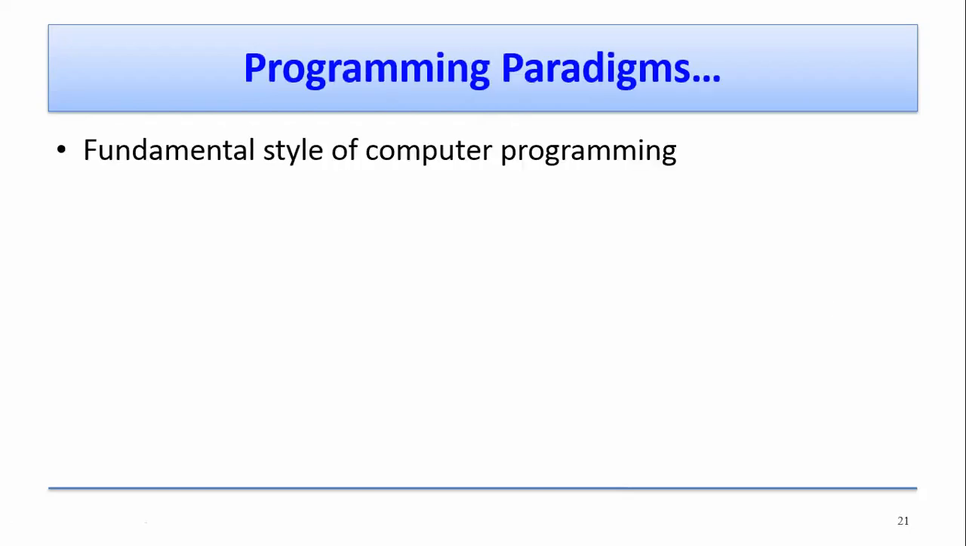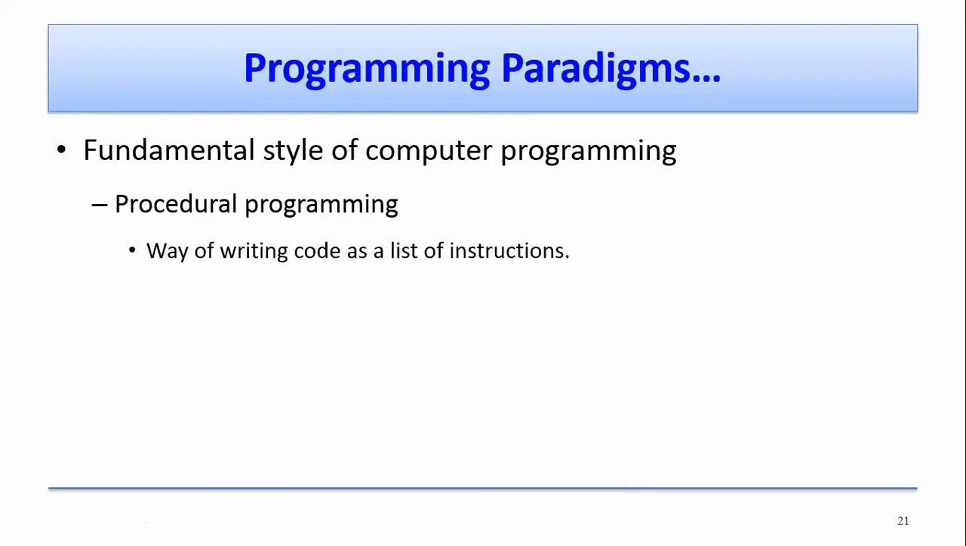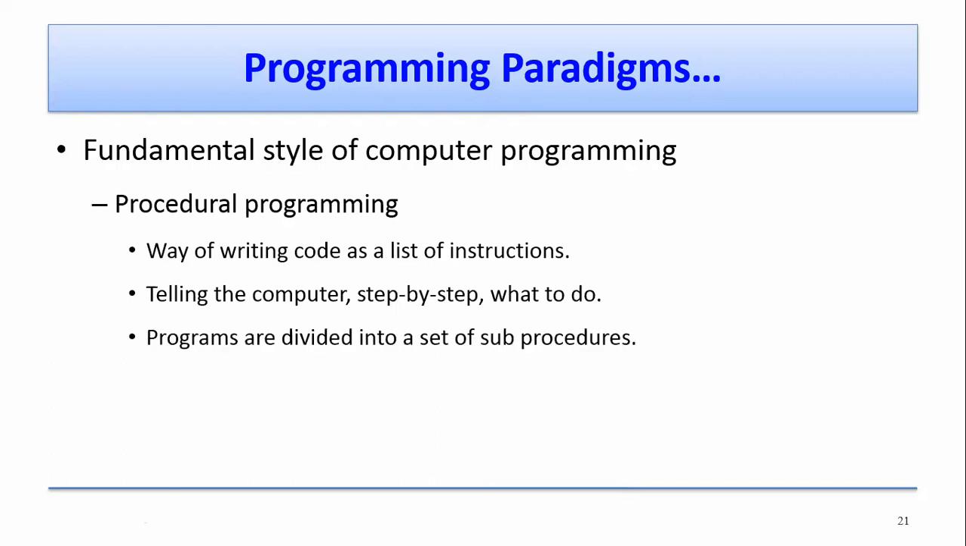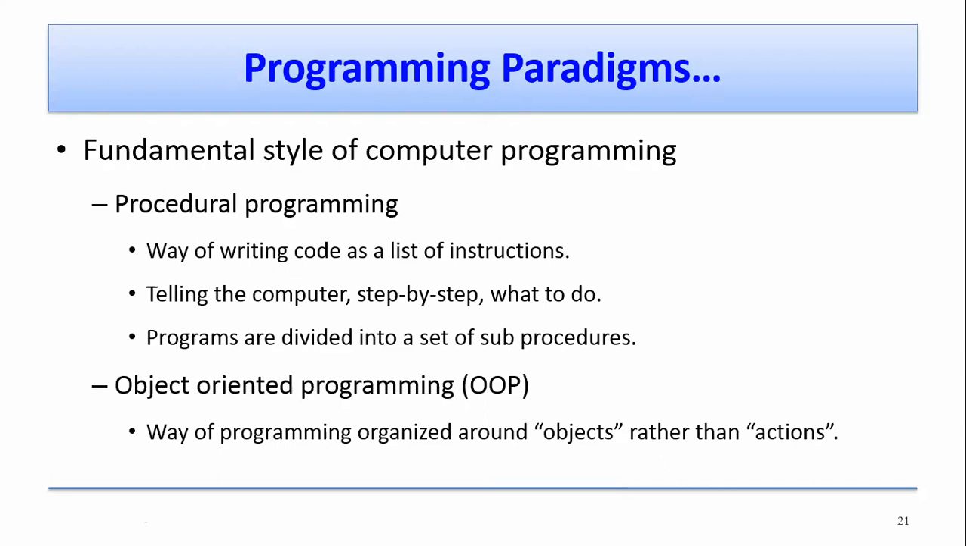So in programming paradigms, there are fundamental styles of computer programming. There are two main ways: procedural programming and object-oriented programming. In procedural programming, it is a way of writing code as a list of instructions, telling the computer step by step what to do. Programs are divided into sub programs, or we call sub procedures. In object-oriented programming, this is a way of programming organized around objects rather than actions. So in here we use procedural programming.